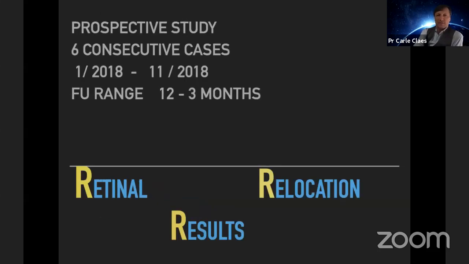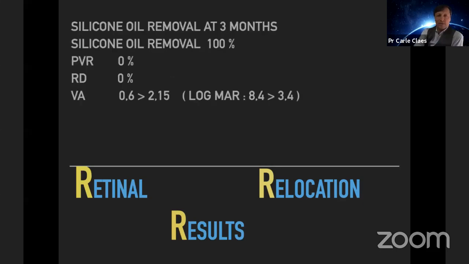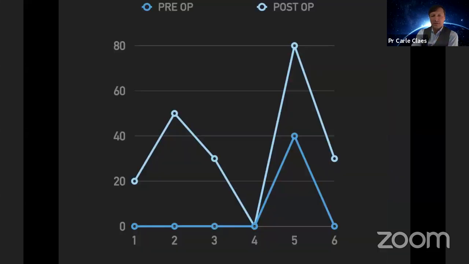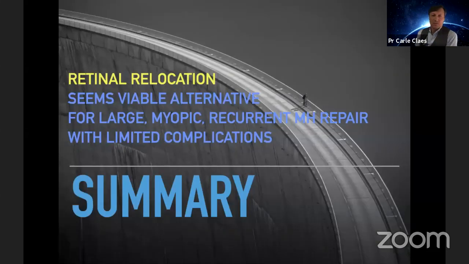So these retinal relocations, as we see, have a follow-up of more than 6 months on average. We could remove the silicone oil at 3 months in all of those cases. We had a very low complication rate in these surgeries: no PVR and no secondary redetachment, with good recovery of visual acuity on average. So I think that retinal relocation is a viable alternative for large myopic or recurrent macular holes, and we have limited surgical complications.